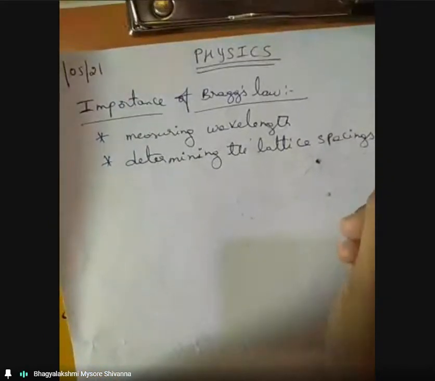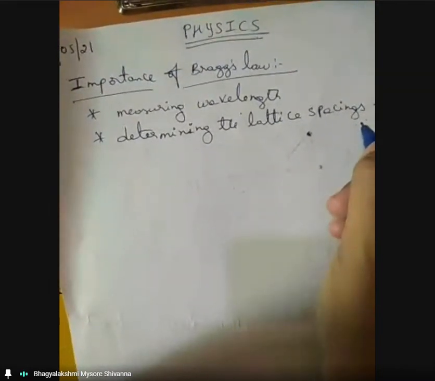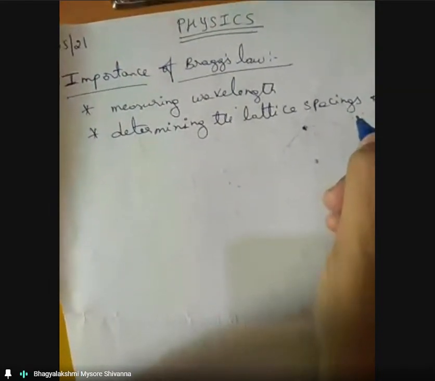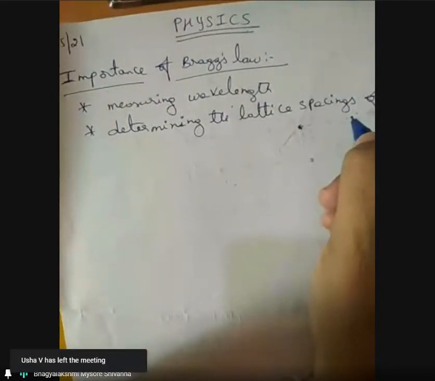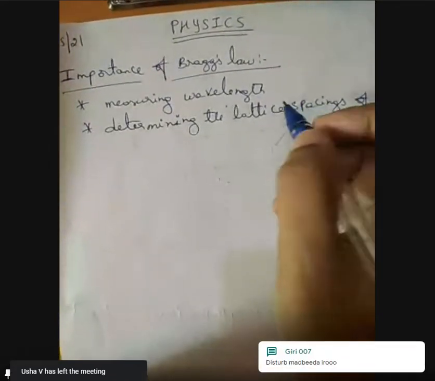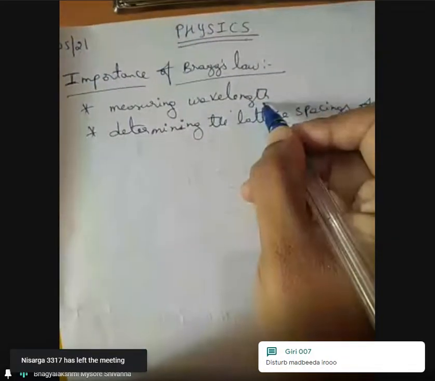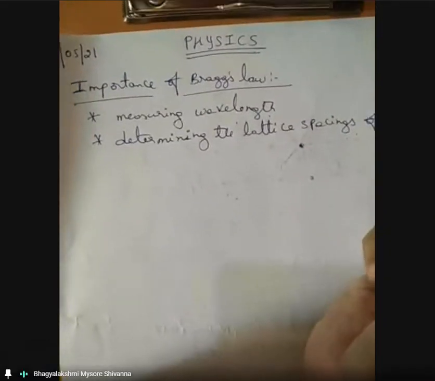To measure a particular wavelength, the radiation beam and the detector are both set up at some arbitrary angle theta. This is the principle. We have to make a precise energy measurement of X-rays and low energy gamma rays. So Bragg's law is very important in determining the wavelength and also the lattice spacing of the crystal. This is the importance.